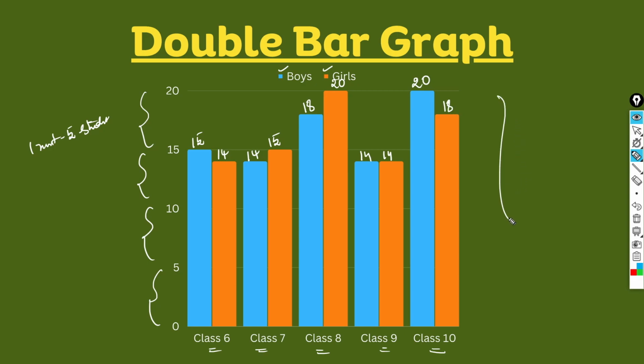So in this double bar graph, we use double bars to compare between the number of boys and girls in a class. Okay. This way, by using double bar graphs, we can compare any 2 sets of data. By solving exercise problems and example problems, you will get a clear-cut idea about this chapter.